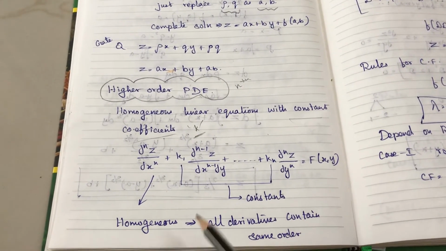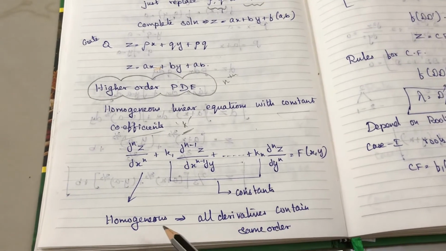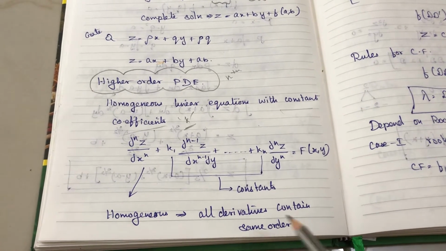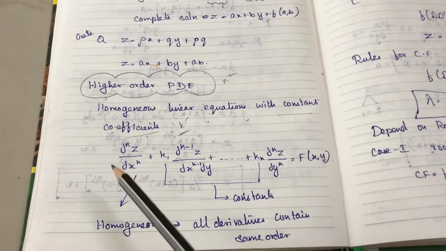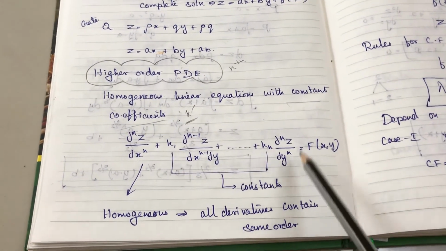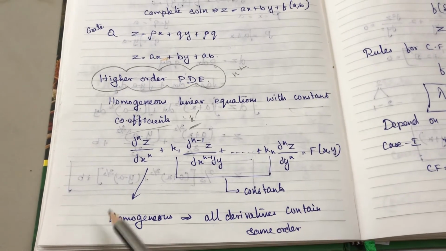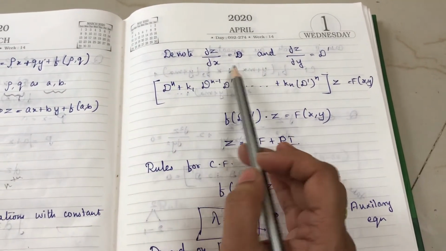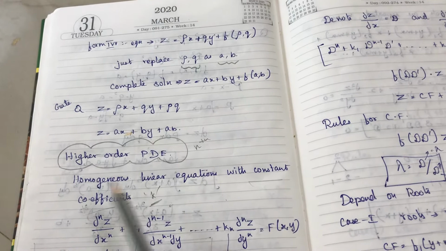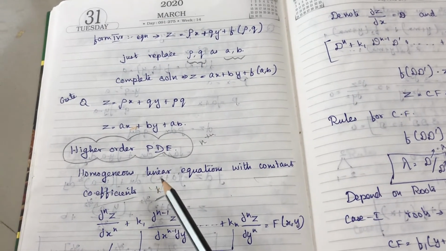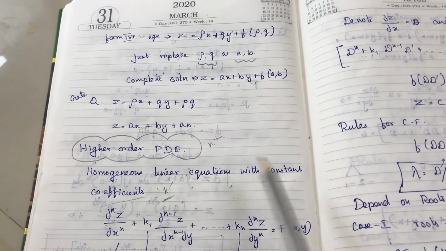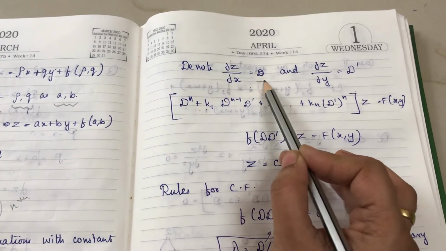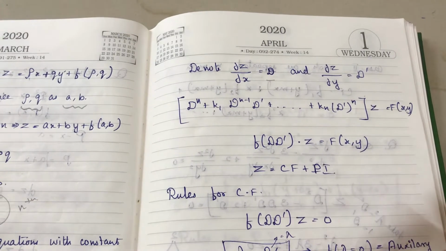Here this equation is homogeneous. Okay, so homogeneous means what? All derivatives in this equation will contain the same order. So the derivatives always have the same order. You can see here the order is 1, the order is 1, the order is 1. So it has only the same orders, which means it is a homogeneous equation. Okay, the next thing is, in higher order homogeneous linear equations with constant coefficients, we will denote dou z by dou x as D and dou z by dou y as D dash.